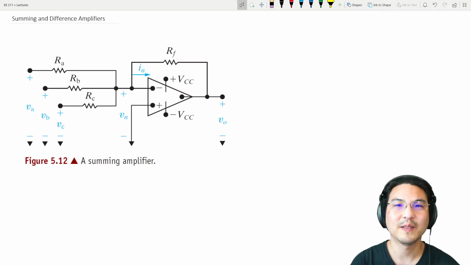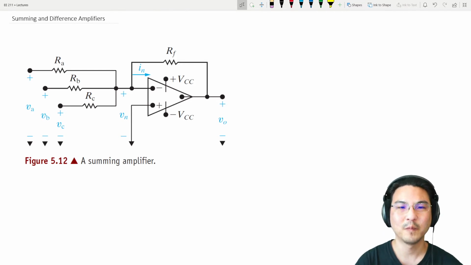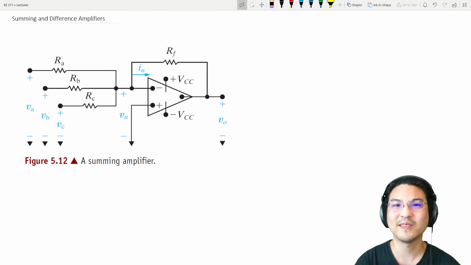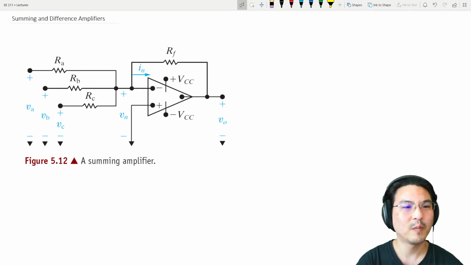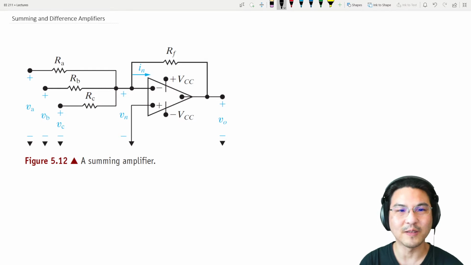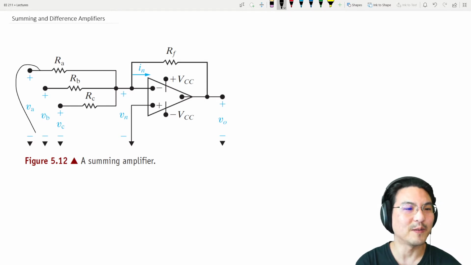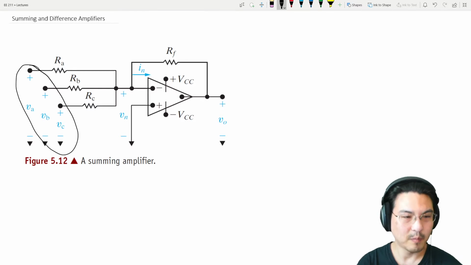Hey everybody, let's check out a few more op-amp circuits. I just want to highlight the versatility of the op-amp to have different practical applications, and showcase the method that we're using to solve these circuits. Okay, so this particular configuration is called a summing amplifier, and our intention is to have an output that's the sum of all of the inputs.